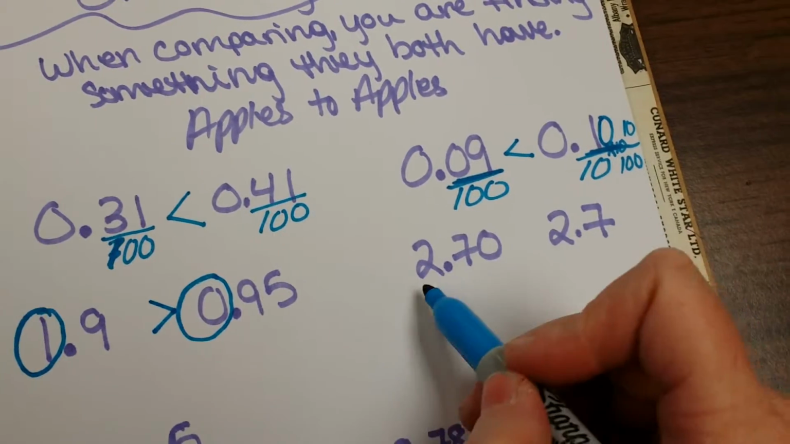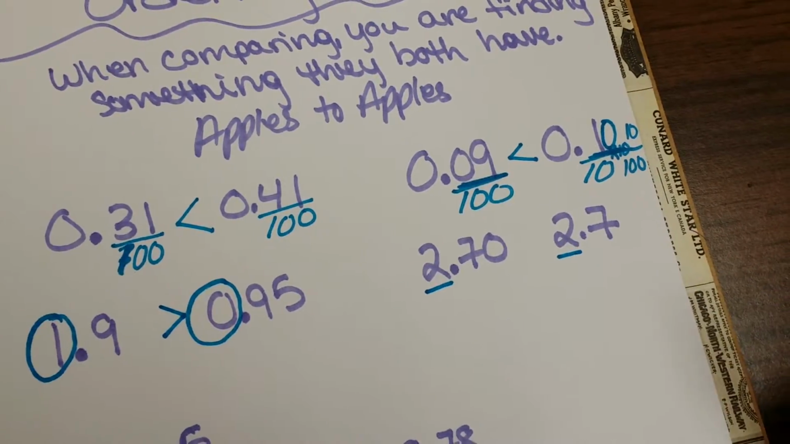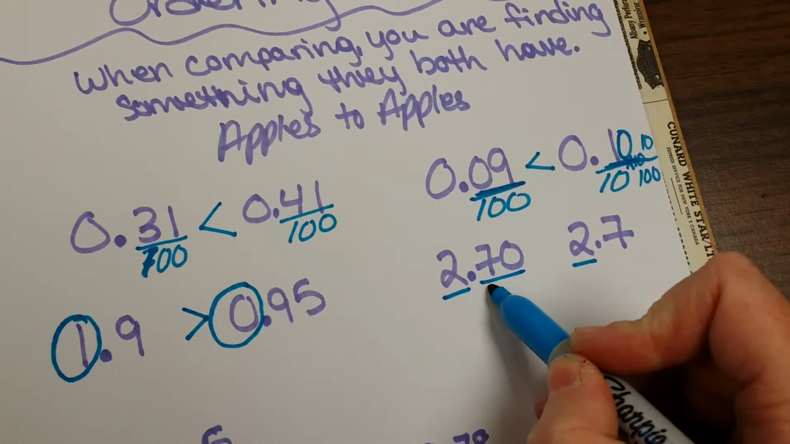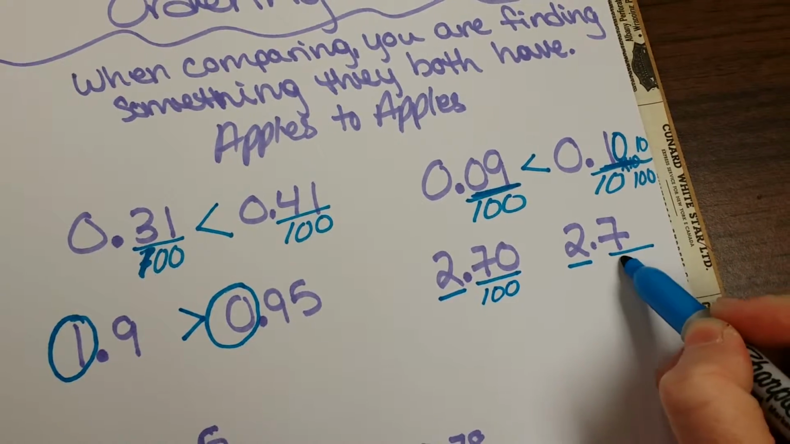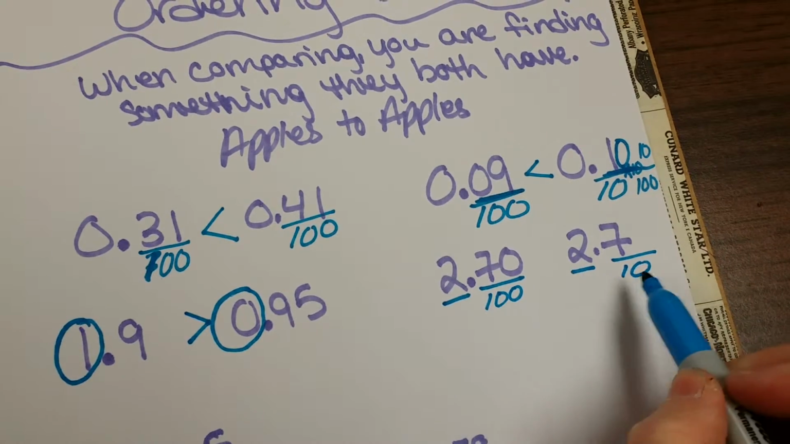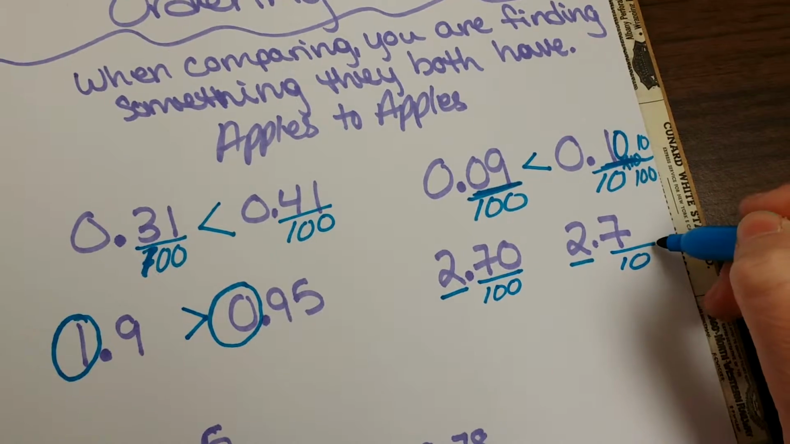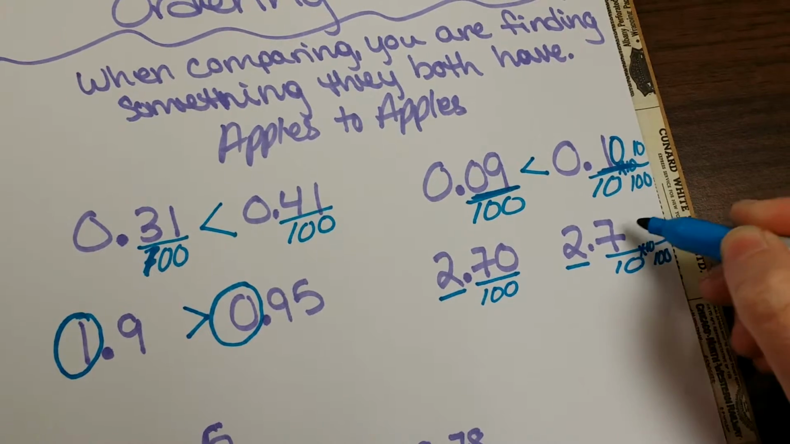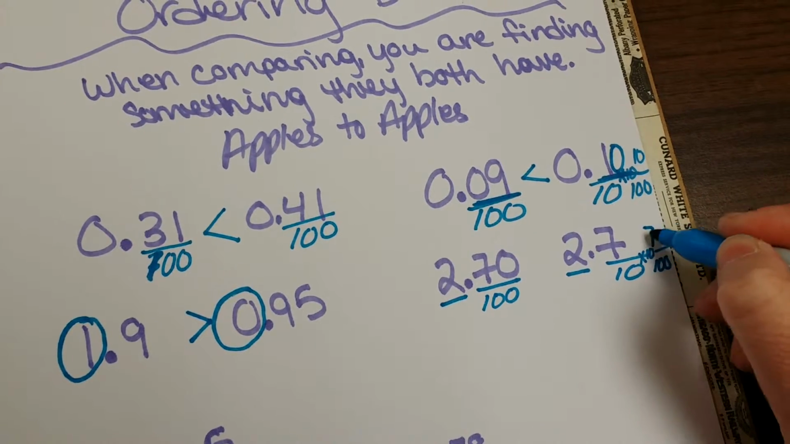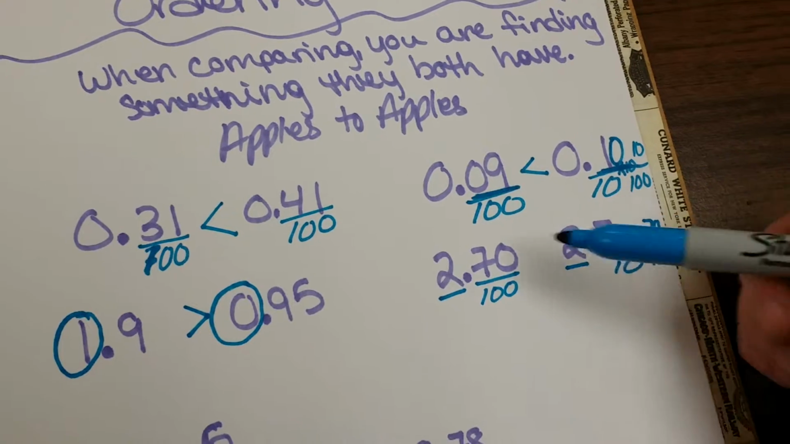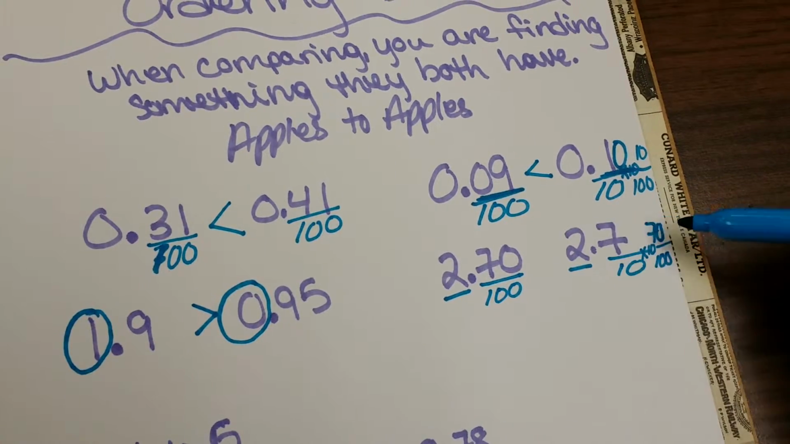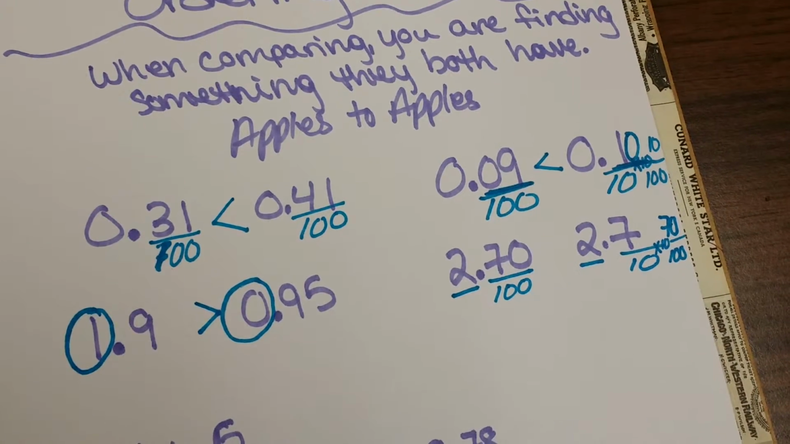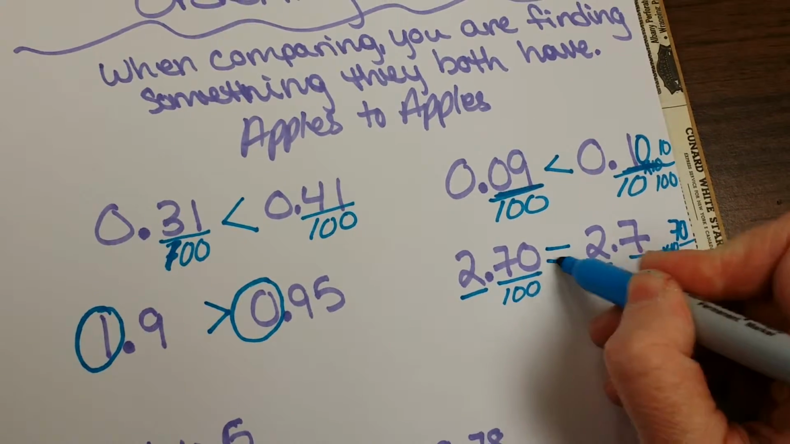This one, 2 wholes and 2 wholes, neither of those are bigger. Then you've got 70 out of 100 or 7 out of 10. Well, you can't compare those. They have to be the same thing. So this one, we would have to times it by 10 to give us 100. And then 7 times 10 would be 70. So which is more, 2 and 70 out of 100 or 2 and 70 out of 100? Well, neither are more. So this one would be equal.